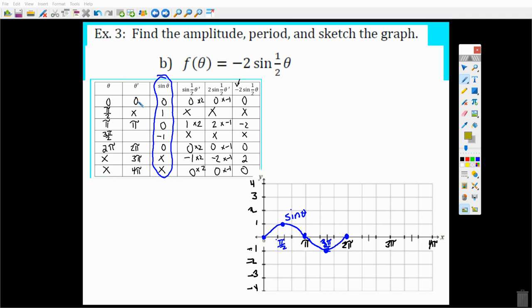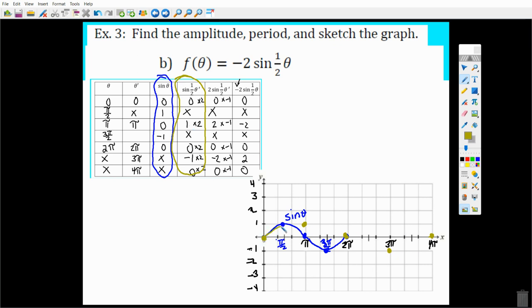So at 0, it's 0. At pi, it is 1. At 2 pi here, it is 0. At 3 pi, it is negative 1. And then at 4 pi, it is 0. And I should have highlighted that so you know what numbers I'm looking at. So I'm using the zombie green color right there.